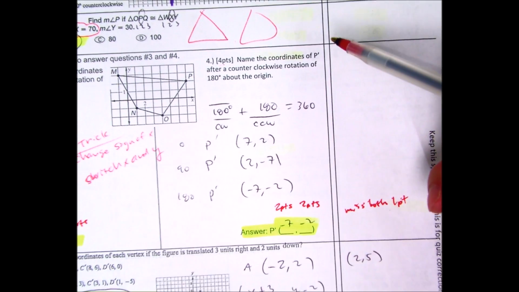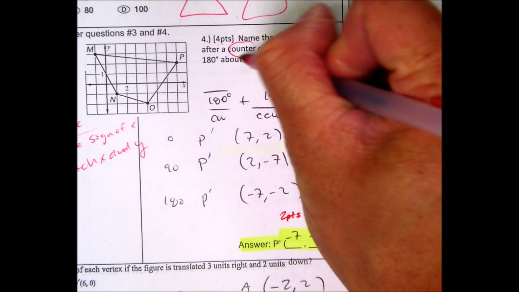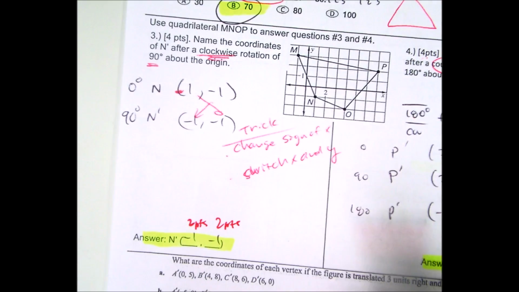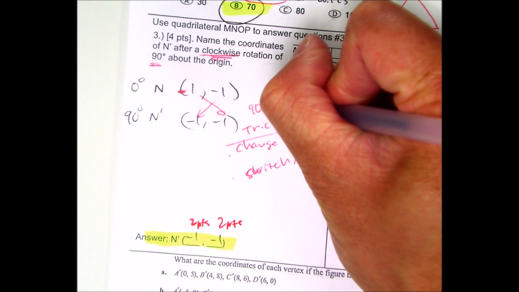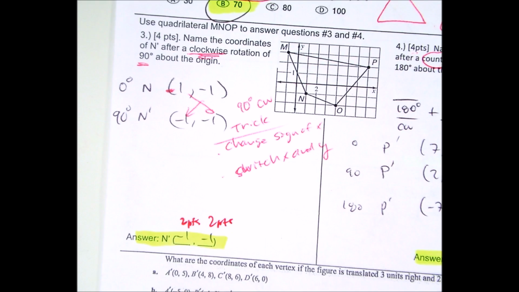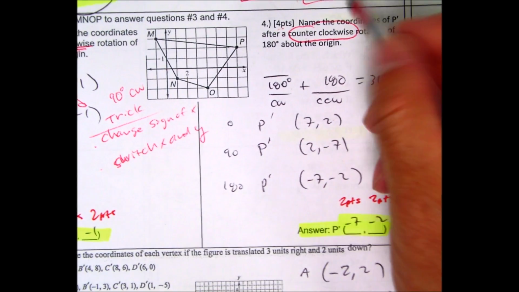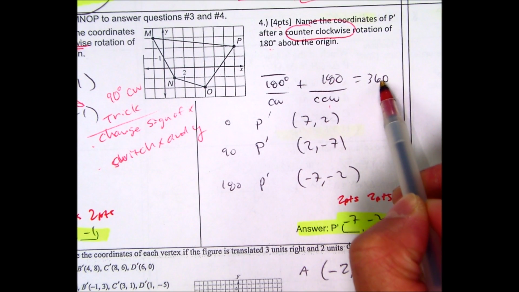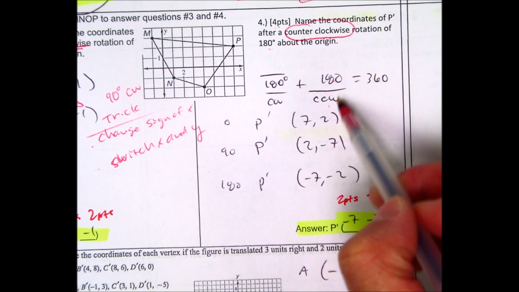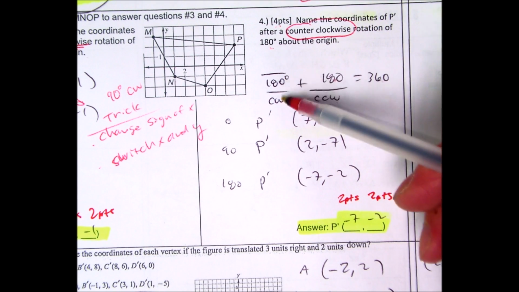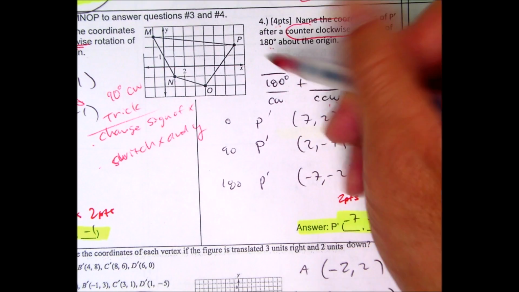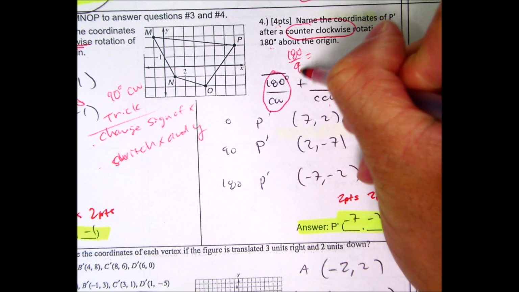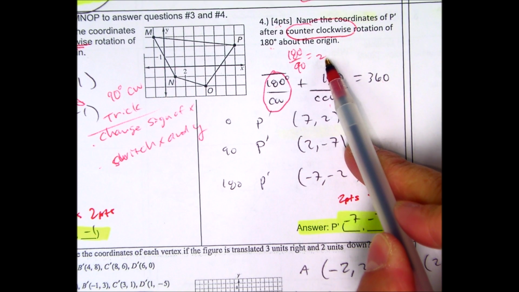Question number 4, name the coordinates of P prime after a counterclockwise. Anytime you see the word counter, we have to transform it because this trick only works for every 90 degrees clockwise. That should be on your maps. So my equation is 180 degrees counterclockwise, blank plus blank equals 360. Well, if this is 180 counterclockwise, to get in the same position, you will get 180 degrees clockwise. So if I take that number and divide it by 90, you'll have to do this trick twice.